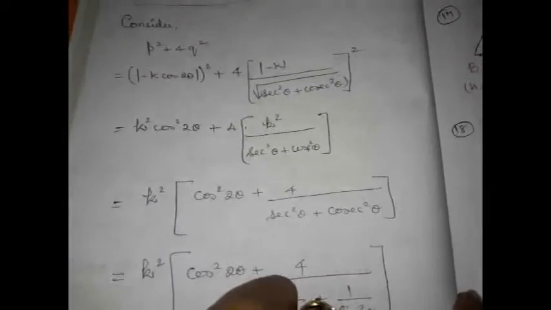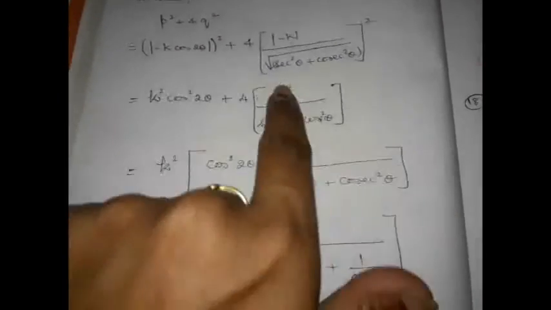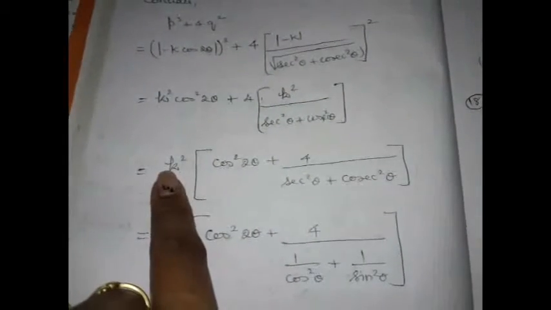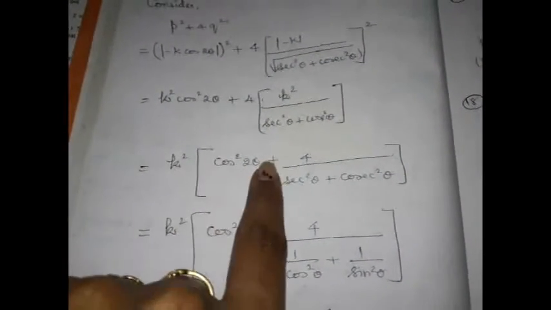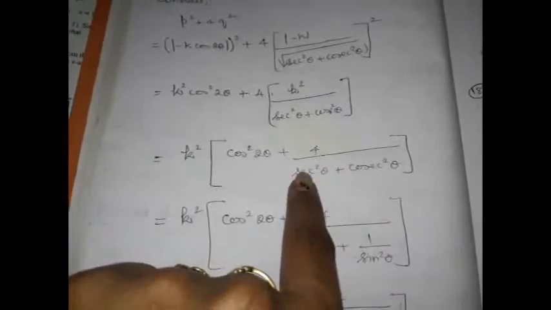Now we need to simplify this and we have to check whether we are getting equal to k square. Both the terms we have k square, so I have taken it as common. Cos square 2 theta plus 4 divided by this. Now simplify this. Secant square theta can be written as 1 by cos square theta. Cosec square theta is 1 by sin square theta. Right? Now I have taken LCM.